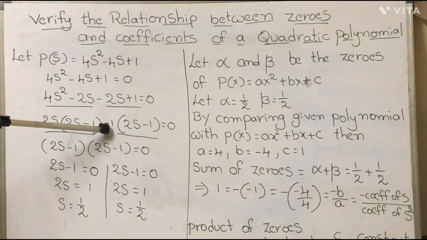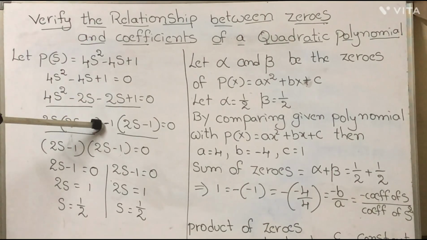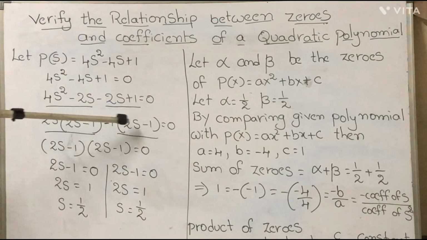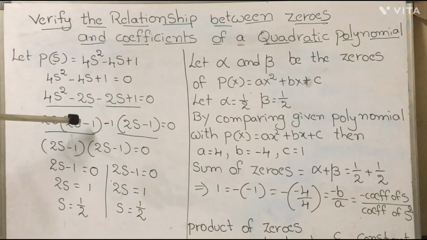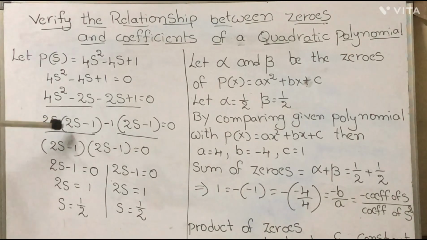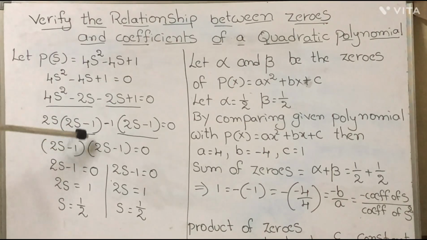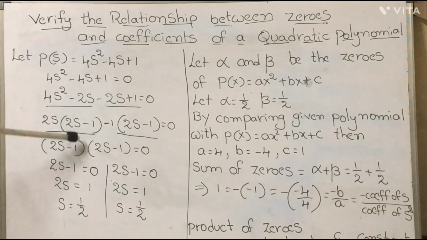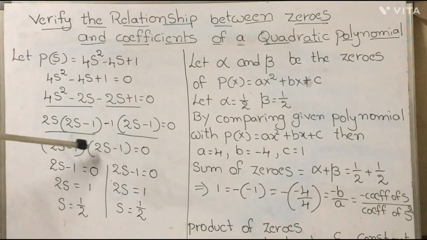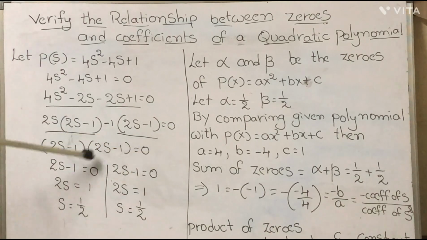Now in the next two terms, 1 is commonly there. Minus 1 we have to take common. Then inside, plus 2s, because minus into plus is minus, and minus into minus is plus. 1 ones are 1. So we took common like this. Among these two terms, 2s minus 1 is commonly there, that we have to take out. The leftover is 2s minus 1. So the factors are the same, and the product is equal to 0.